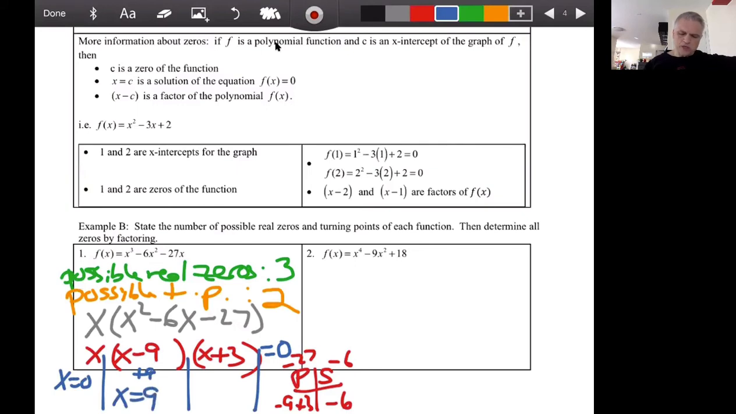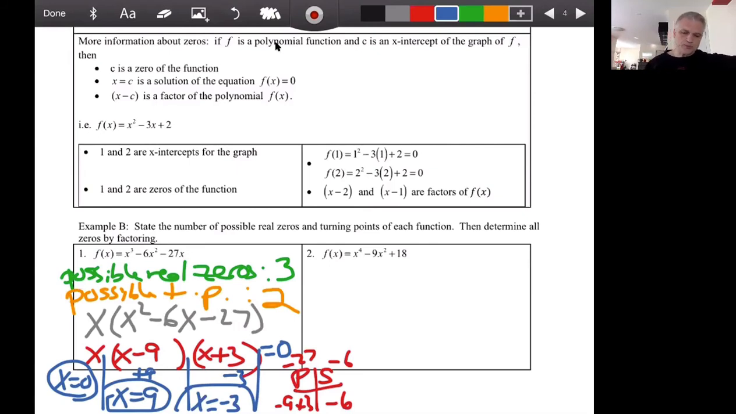X plus 3 equals 0. Subtract 3 from both sides. X equals negative 3. Okay, so we have determined all 3 zeros, all 3 solutions by factoring. And if you put this polynomial in your calculator and you look at your x-axis, you will see that the 3 intercepts are negative 3, 0, and 9. Go ahead and check it on your own time.